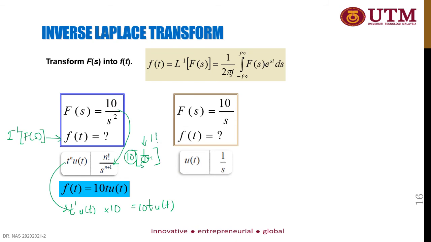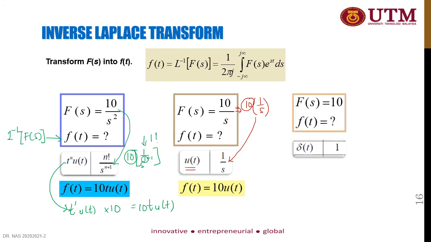Look at the second example. You have F(s) given by 10 over s. You can modify this a bit. It is equal to 10 times 1 over s. If you refer to the table, you have this shape. So 1 over s equal to u(t) in time domain. Now multiply by 10. So your f(t) equal to 10 u(t).